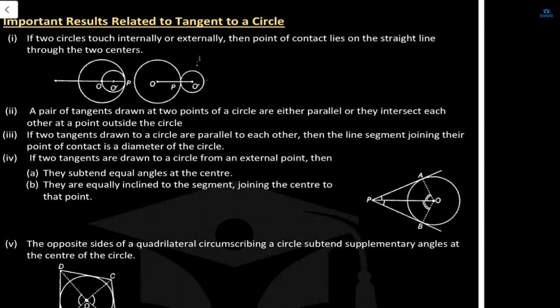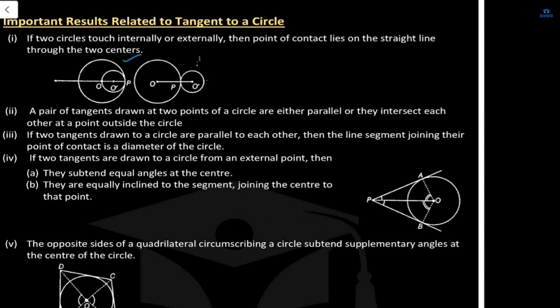So what does the first point say? That if two circles touch internally or externally, it is not telling you concentric. Concentric means the center is the same, but here they are only touching. If two circles are touching either from inside or from outside, then the point of contact will lie on the straight line that passes through the centers of the circles. You can see both the figures.